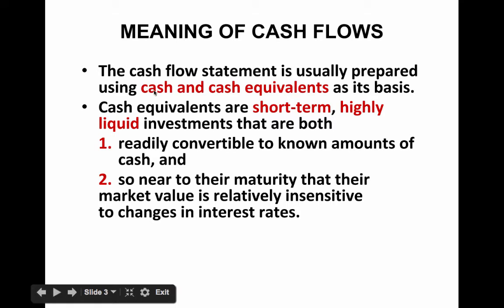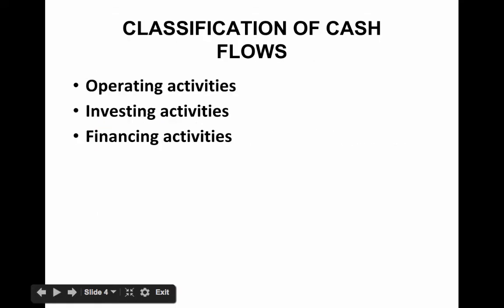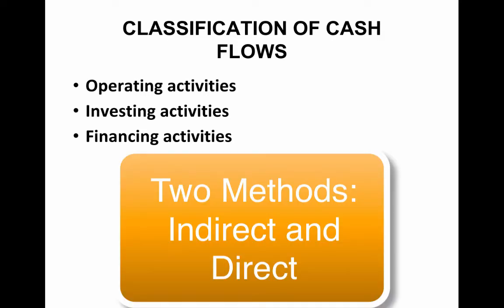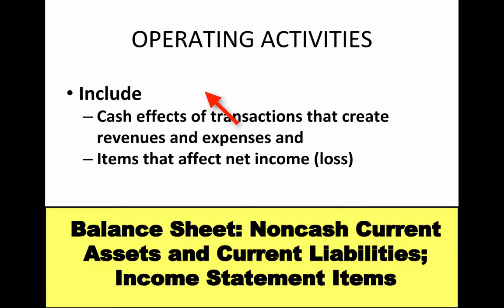Okay, so the meaning of cash flow, we're going to be looking at cash and cash equivalents. And on the cash flow statement, we're going to look at 3 different sections: operating activities, investing activities, and financing activities. And we're going to be learning the indirect method. There are 2 methods of preparing a cash flow statement, the indirect and the direct, and they are different with respect to the operating activity section. The investing and financing activity sections remain the same.